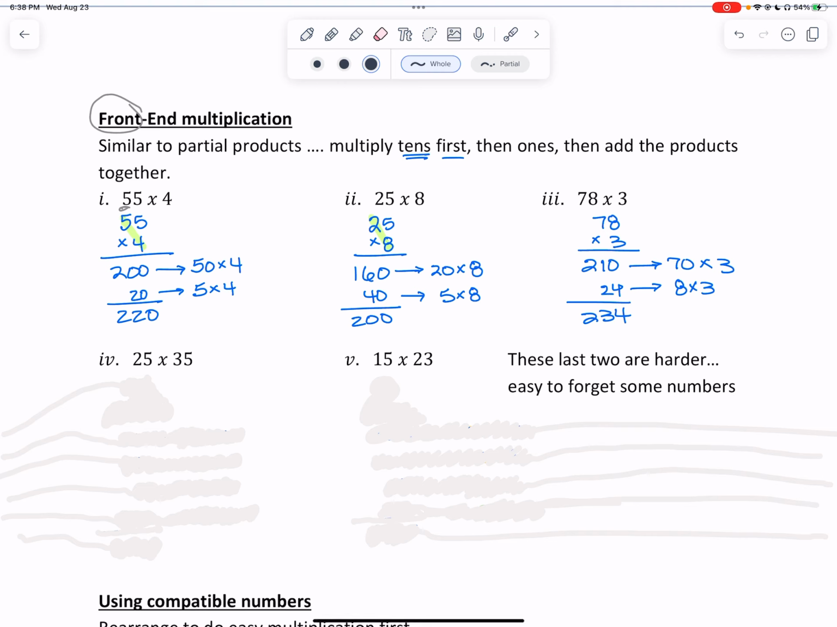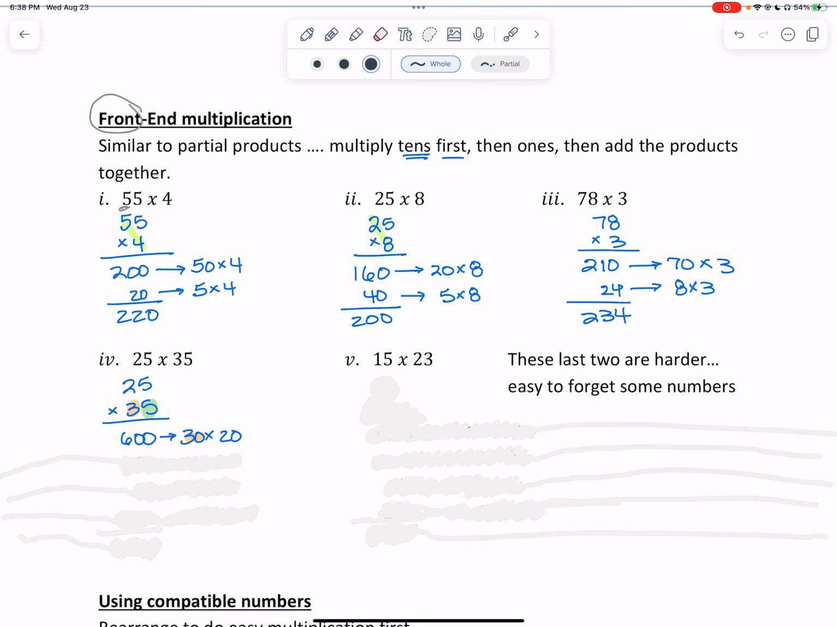Okay. Now, these last two are a lot harder because we forget. Okay, right? So when you have 4 numbers up there, you're going to have 4 spots. So again, we've got 25 times 35. So first, let's start off with the 30.